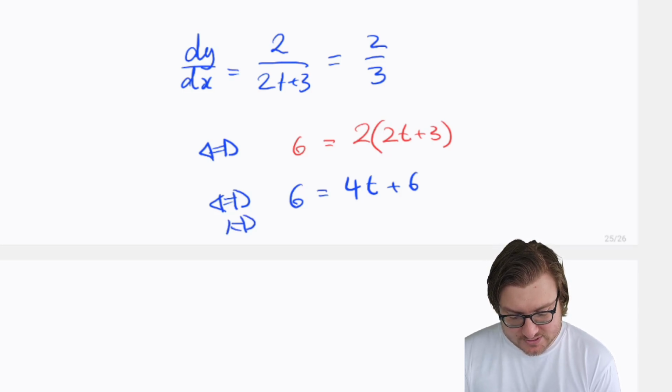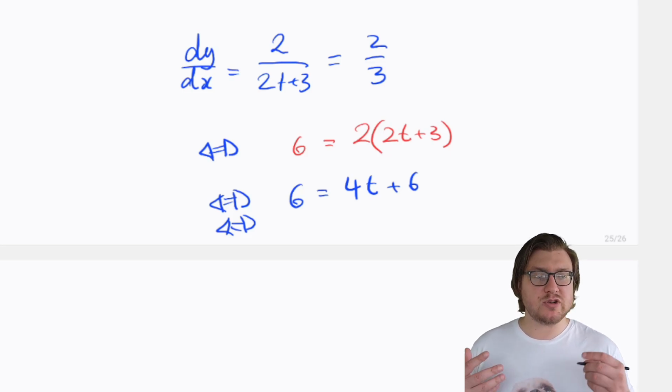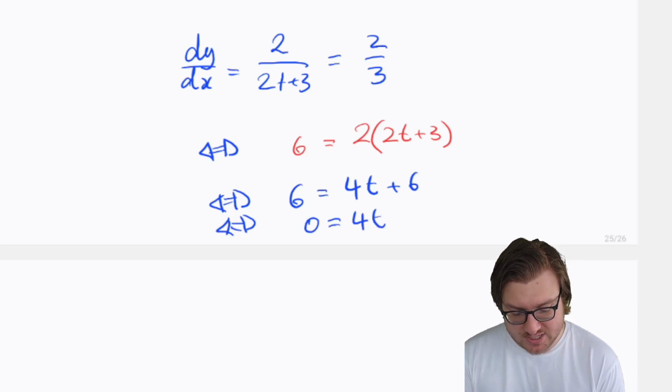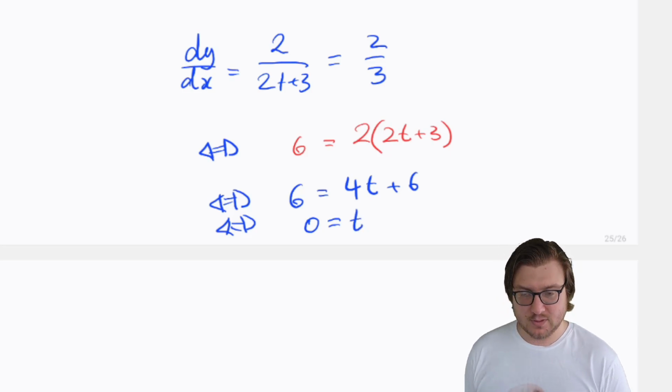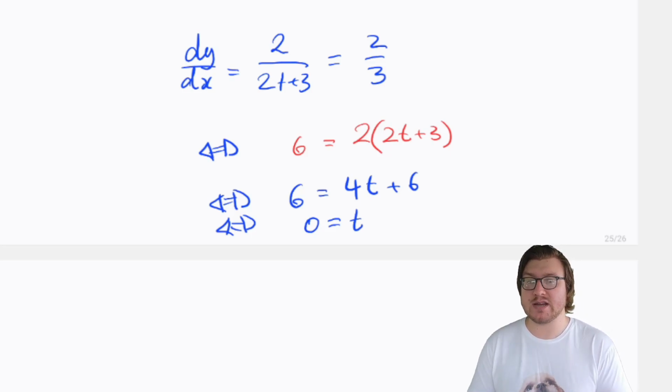Well, this is a very simple equation, so let's squeeze it in here before the page ends. We do minus 6 on both sides, then we have 0 is 4t, divide by 4, then we get t is 0. Now we've found when we have the gradient of 2 over 3, exactly when t is 0.